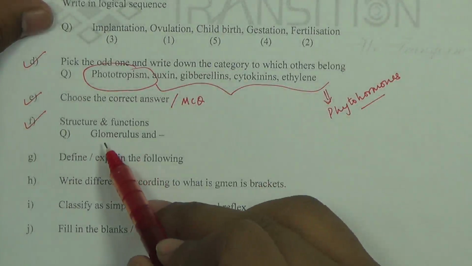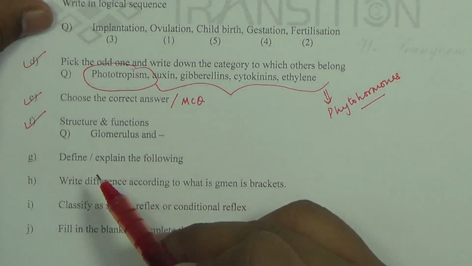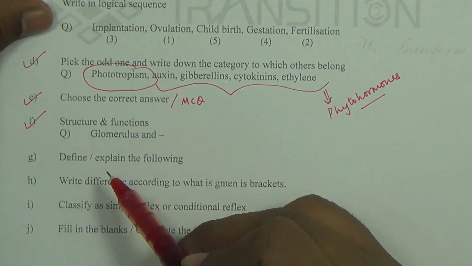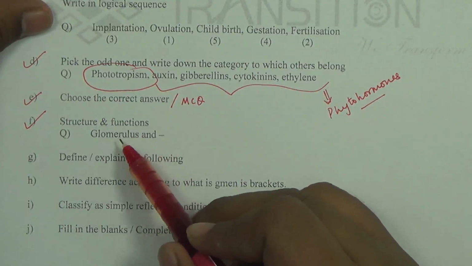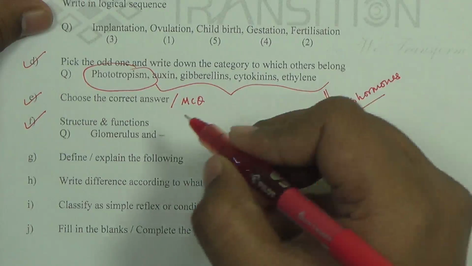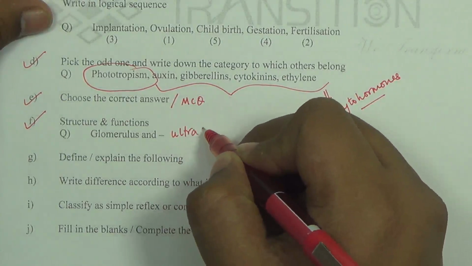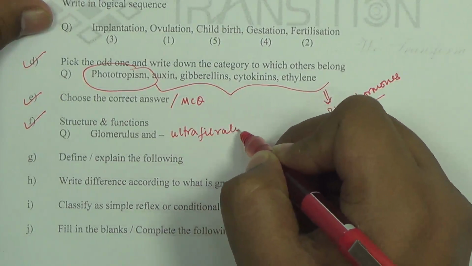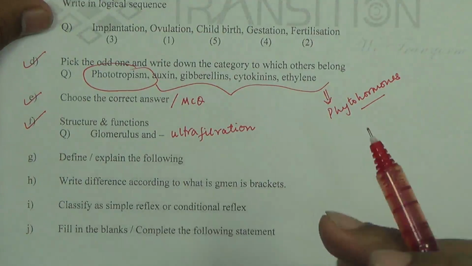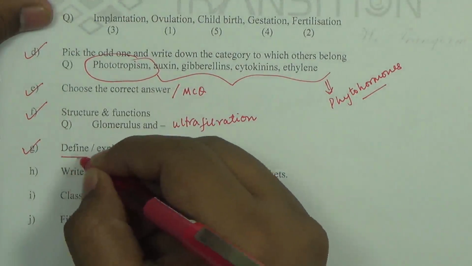Structure and function, we always know that these questions are a bit tricky to answer. Why? Because there can be several functions to one organ or one specific site. Here they have written glomerulus. So one type of question can be glomerulus and dash. So we all know that in the glomerulus we have ultrafiltration. So the answer should be glomerulus and ultrafiltration. So this is how they can ask you, or they can simply give you a word and they might ask you to define the word.